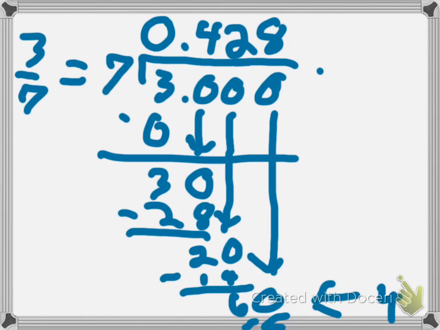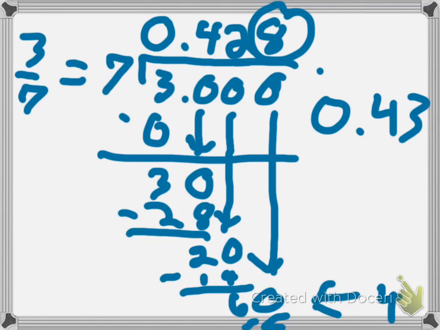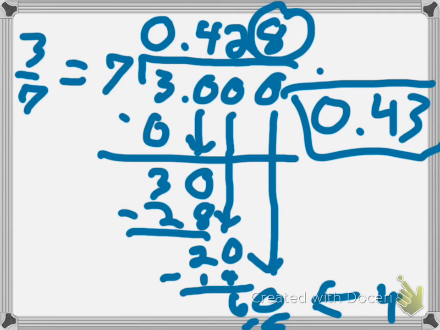division, but if I'm going to the hundredths place, so if I was rounding this to the hundredths place, I would round my quotient up to 43 hundredths, because the 8 is bigger than 5, so you'd round it up to 43 hundredths. And that is how you would divide fractions and turn them into decimals.